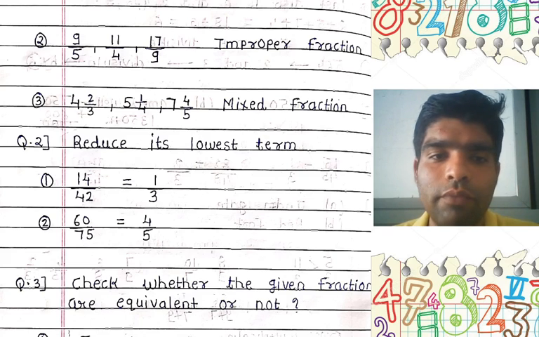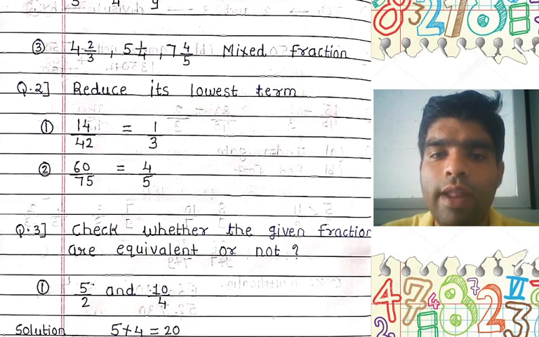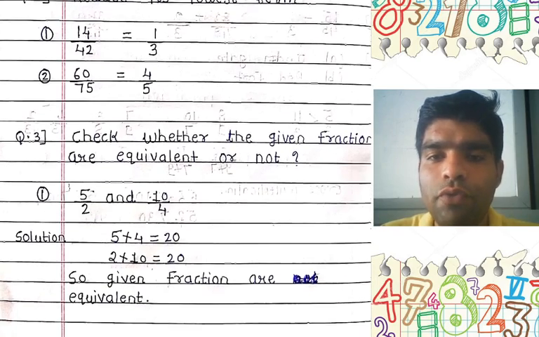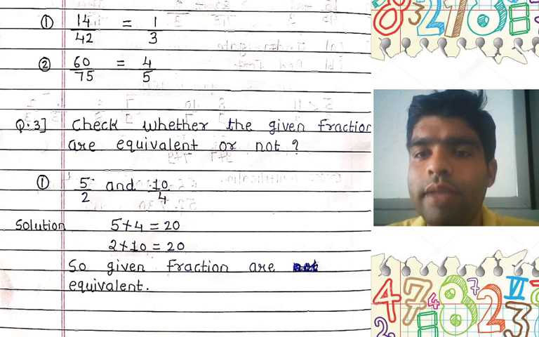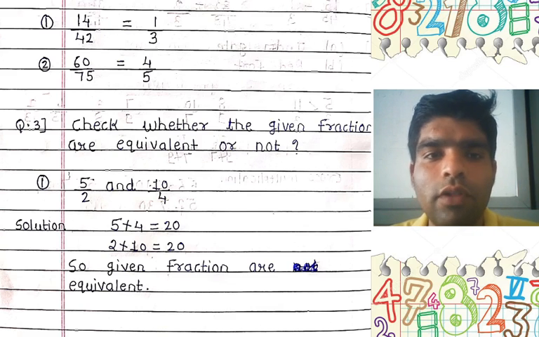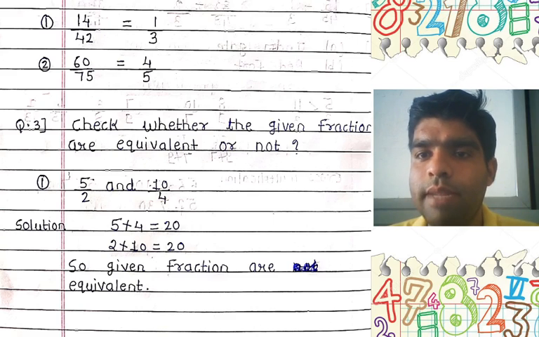Okay. Now we start with question number 3. Check whether the given fractions are equivalent or not. Here two fractions are given to you. Observing the two fractions, we have to check whether the given fractions are equivalent or not. But how can we check for equivalent fractions? For the first example, here we have 5 upon 2 and 10 upon 4. How can we check it? First of all, we use cross multiplication as the base method to check whether the fractions are equivalent or not.